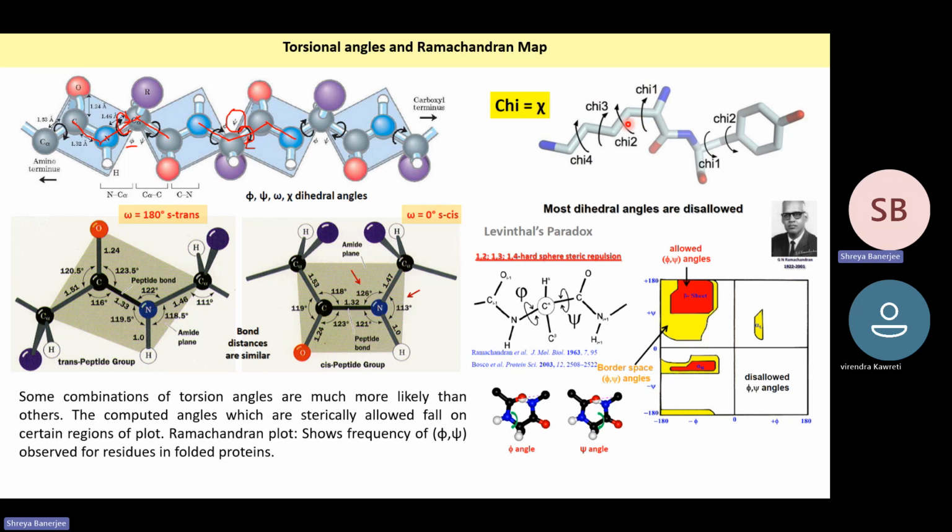So this is a long lysine side chain. You can see lysine C alpha, beta, gamma, delta, epsilon, NH2. So rotation along the different side chain bonds can be labeled as chi1, chi2 and so on.